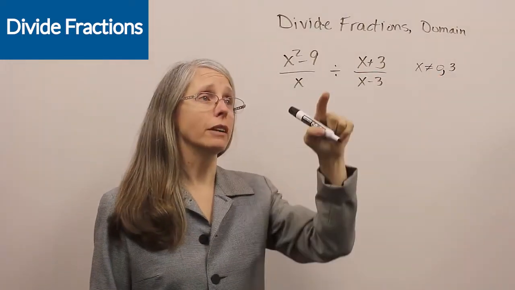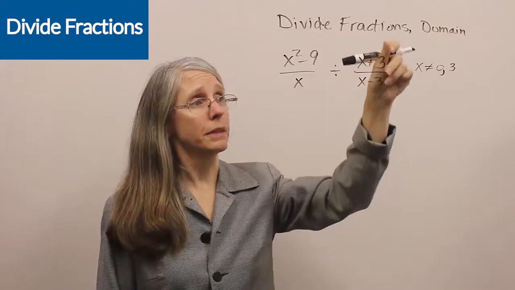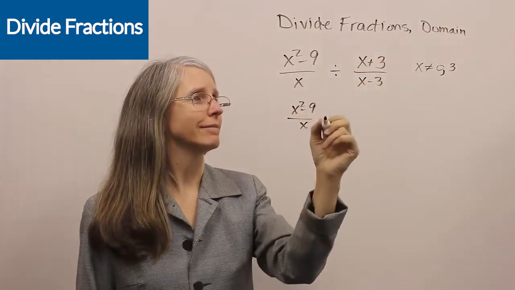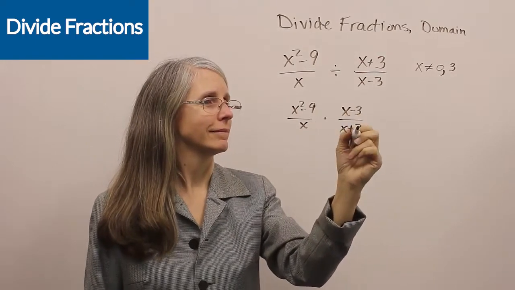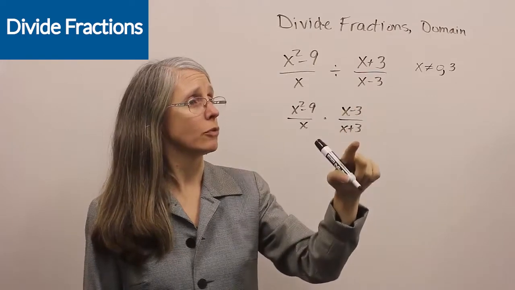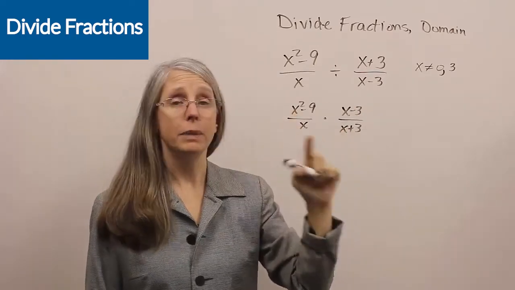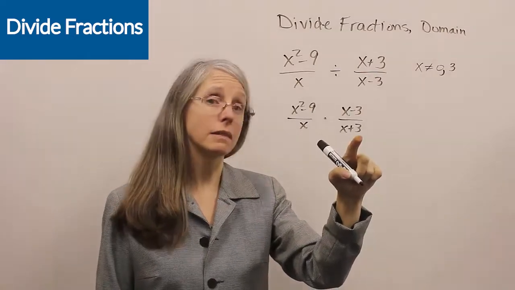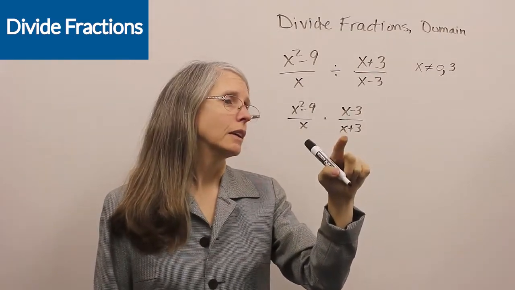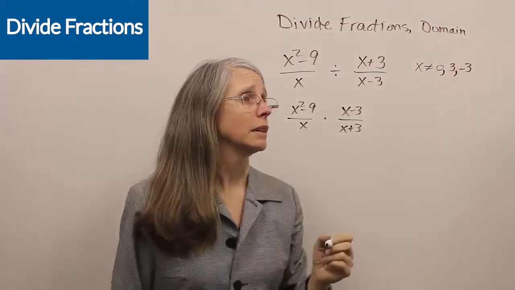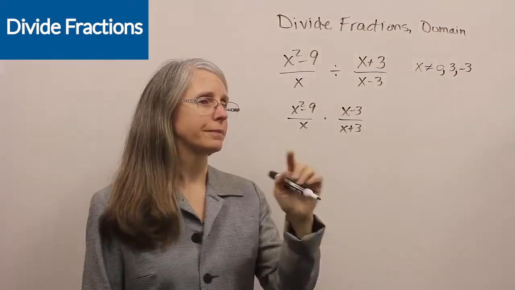Now, to divide a fraction, you flip the second fraction and multiply. So I've changed this from division to multiplication, and I've flipped this fraction. Now we have to pay attention to this new denominator. We have to make sure that it never equals 0. So if x is negative 3, that has to be eliminated from our domain.